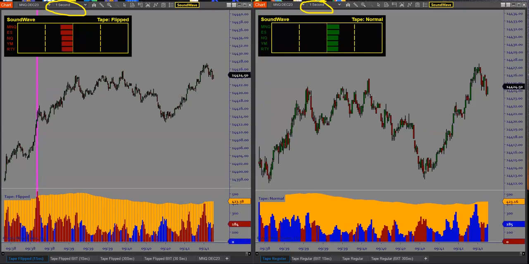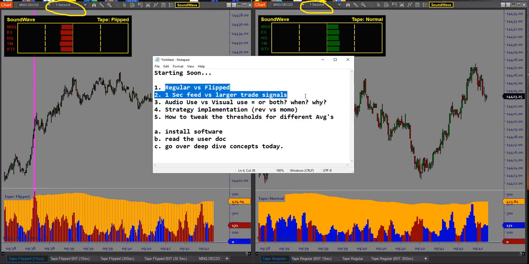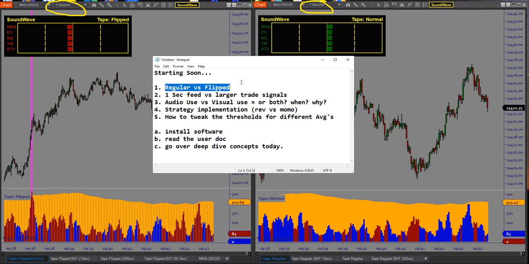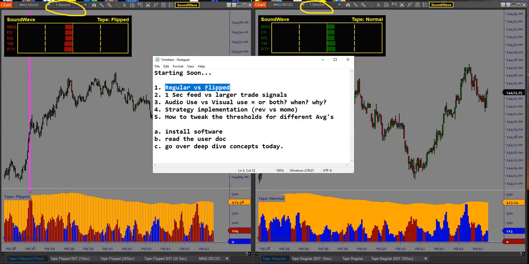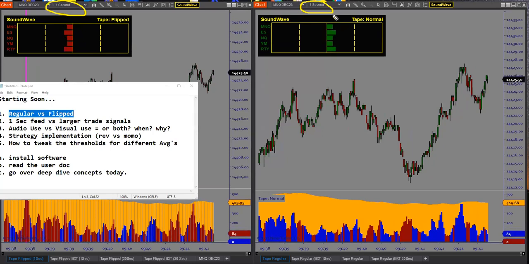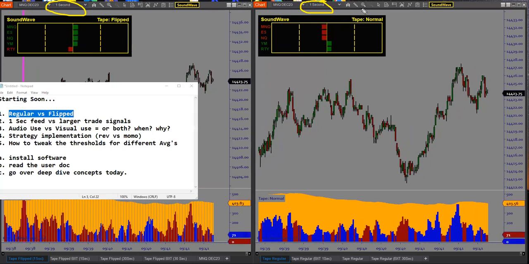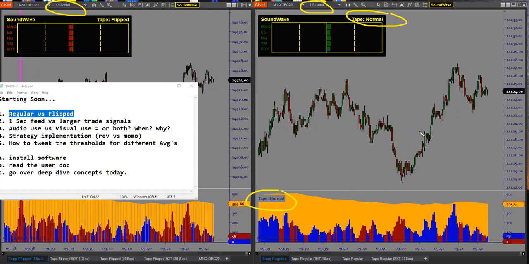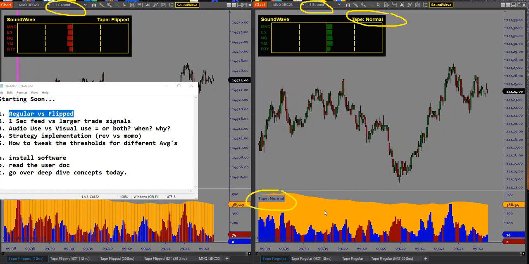So when we start thinking about the concept, there's two ways in which the software has been designed to be used: regular and flipped. Regular is what I've got over here on the left. Okay. And you'll see it says normal here. It says normal down here. I think it's important to understand that these are two separate indicators.